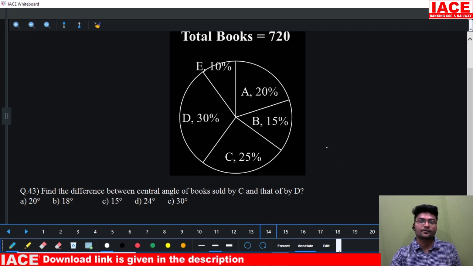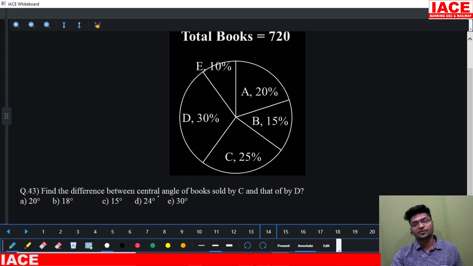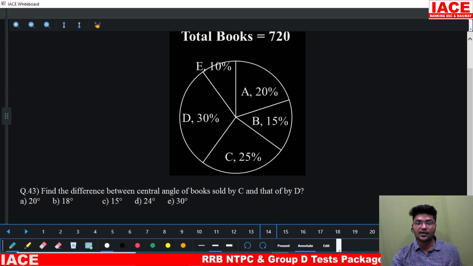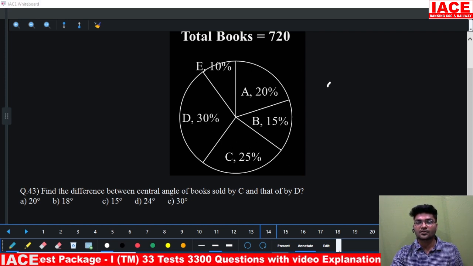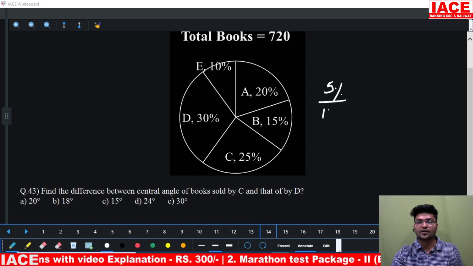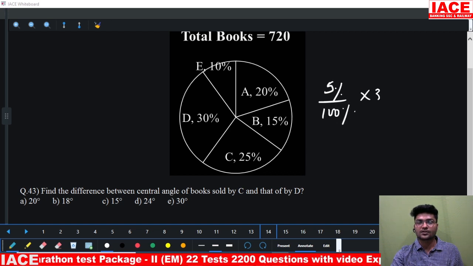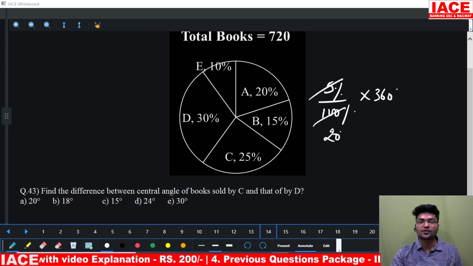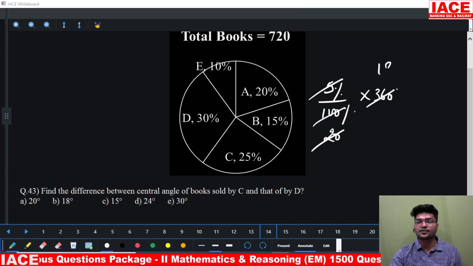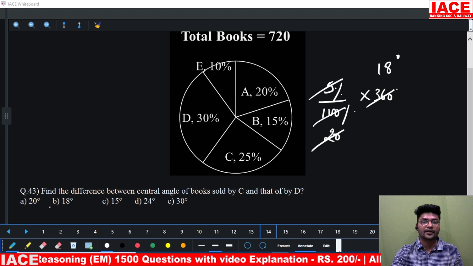Now, what is the question asking? Find out the difference between the central angle of books sold by C and that of D. Now, C and D, what is the difference in percentage? 5 percent, divided by 100, into 360 degrees. I first found the difference in their percentage, 5, divided by 100, into 360. This is 5 ones are 5, 20 ones are 20, 18 twos. So the central angle difference will be 18 degrees. Option B is the correct answer.